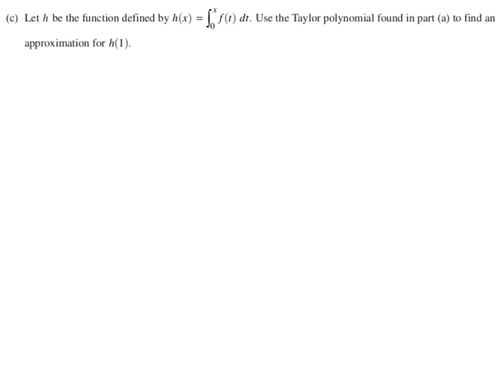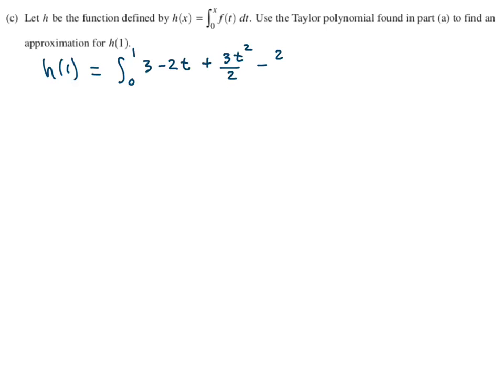In part C, they say let h be the function defined by h of x equals the integral from 0 to x of f of t dt. Use the Taylor polynomial found in part A to find an approximation for h of 1. So they want us to plug in a 1 for the x's here. And we're going to use f of t. Really, that's just our f of x or p of x function from part A. So I'll go ahead and bring both of those in here.